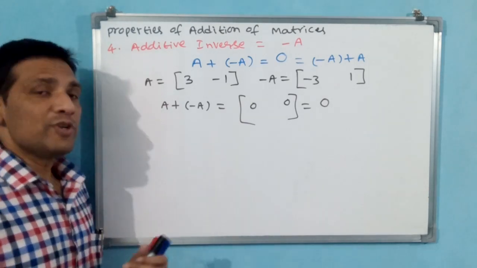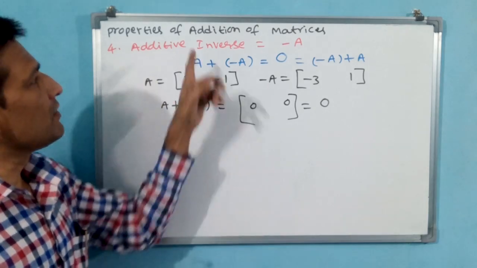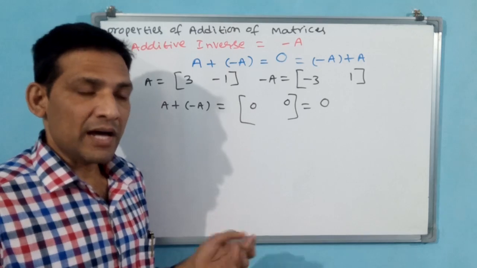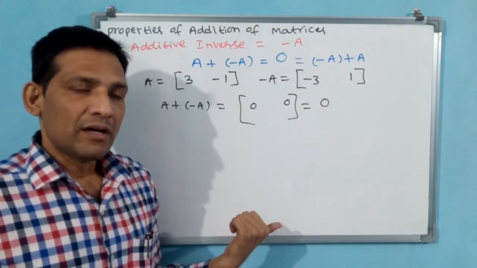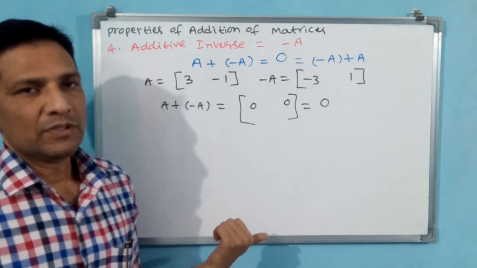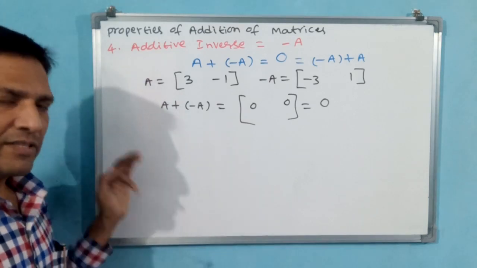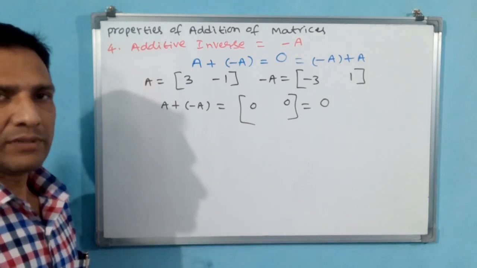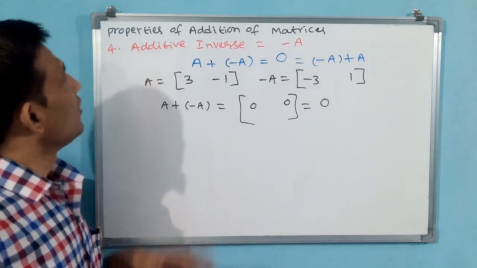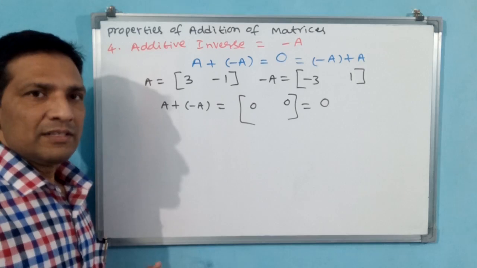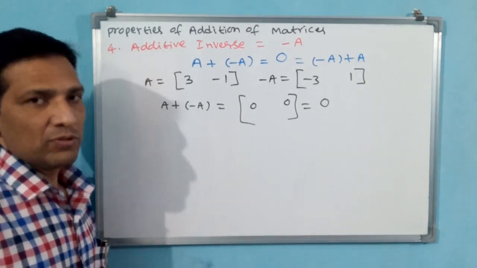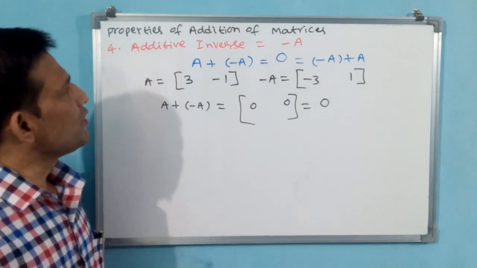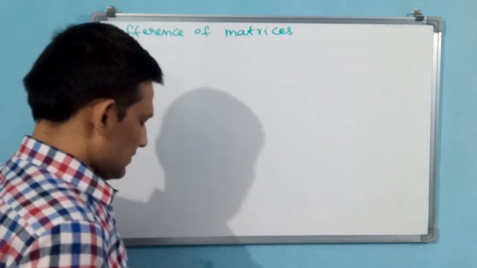Why? Because see, additive inverse, how has it come? You have to know the negative matrix. How do you know the negative matrix? Unless you know multiplication with a scalar, you cannot come to this one. That is why I have told these two also. Now we have understood all these concepts up to addition only. Now we go for the next concept.